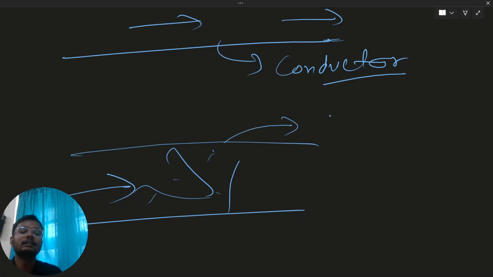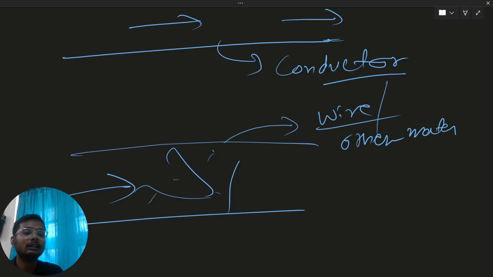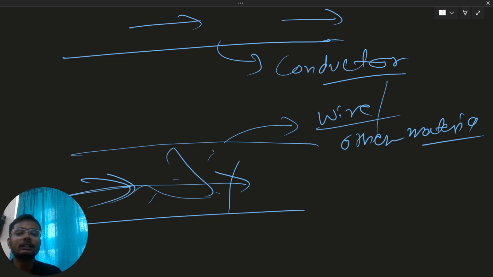Let's assume this is any wire, or any other material, not just wire, any other material in which they are not allowing the electrons to pass through them. So they are considered as an insulator.